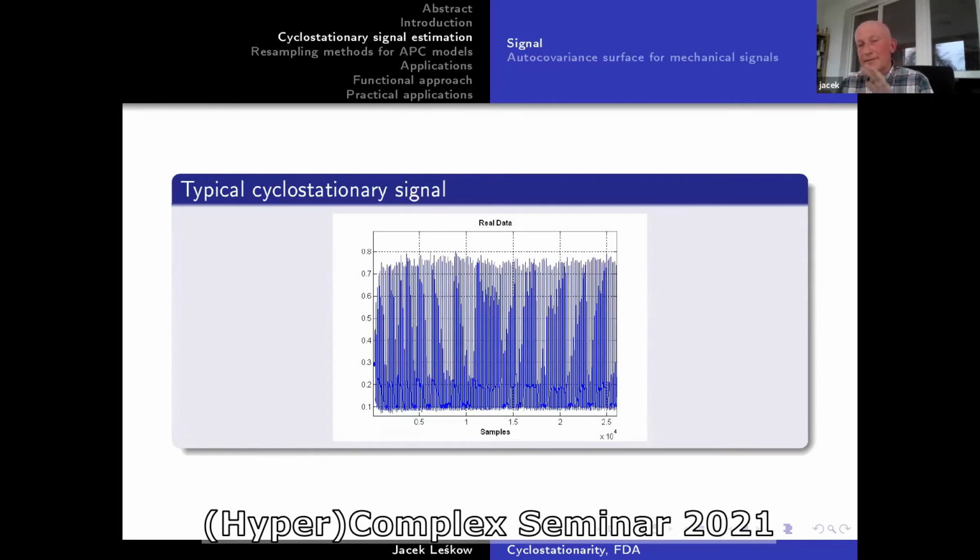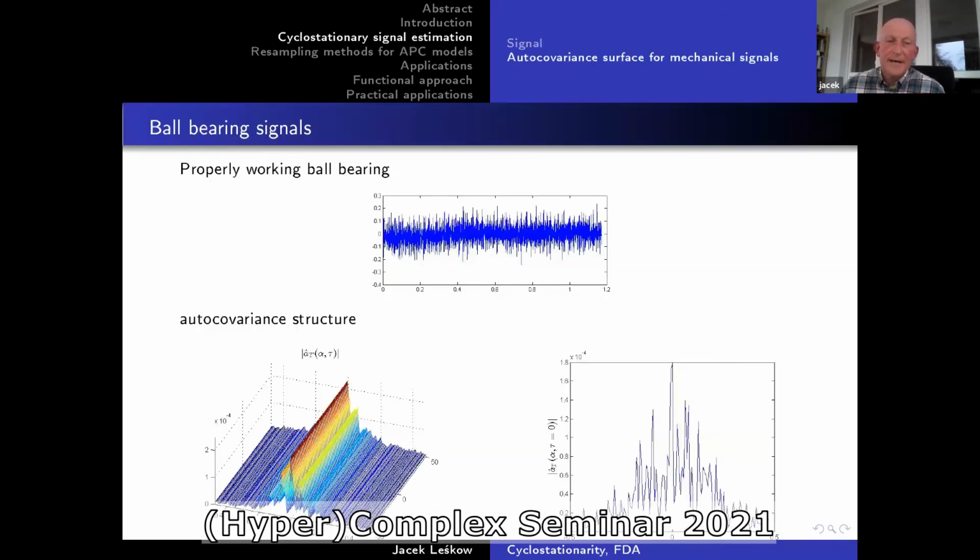But maybe, as a little interlude between theoretical results, let me show you some practical applications of the estimator I just developed and show you the asymptotic properties. So if this is the typical cyclostationary signal, and if this corresponds to the ball bearing working properly, so that's the signal, we create an autocovariance structure.